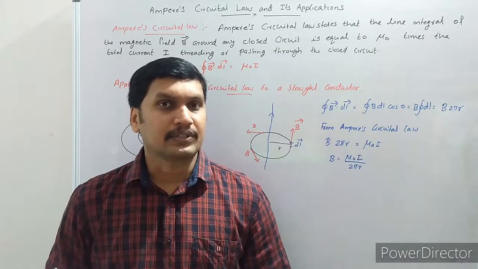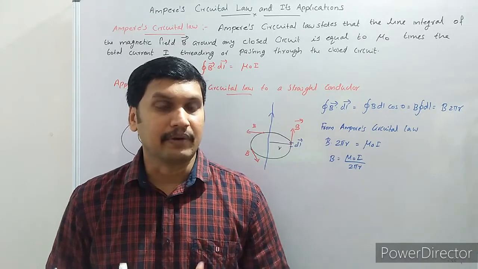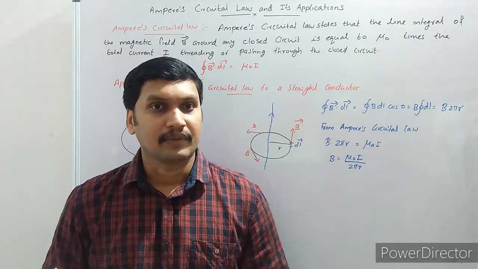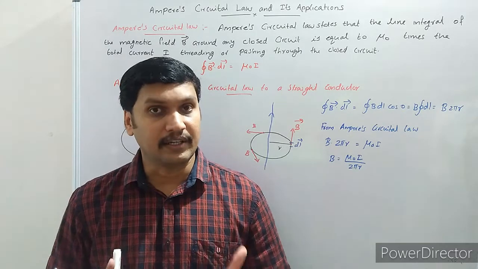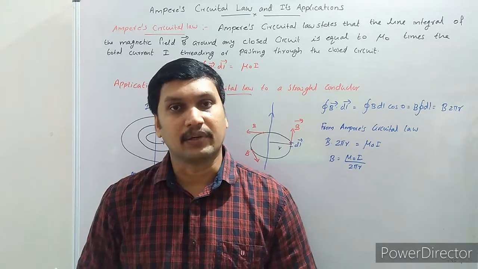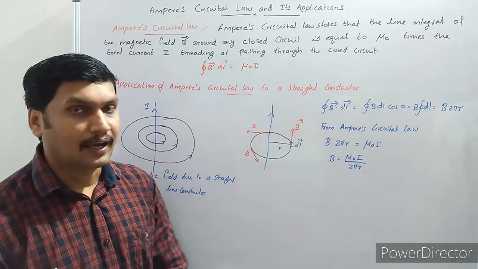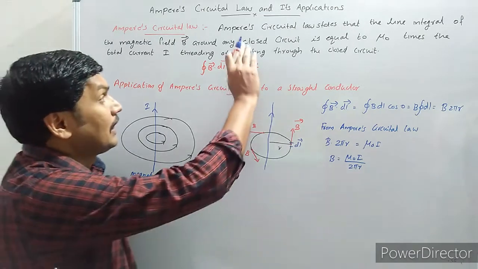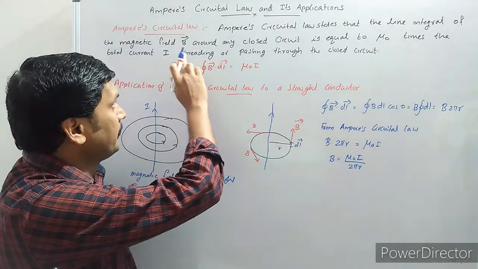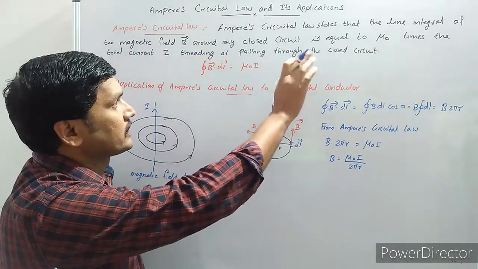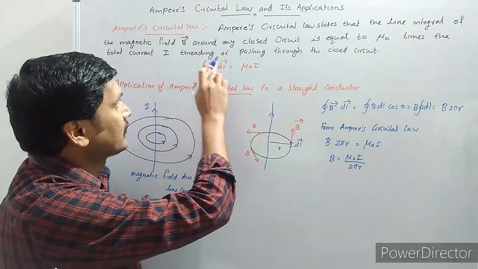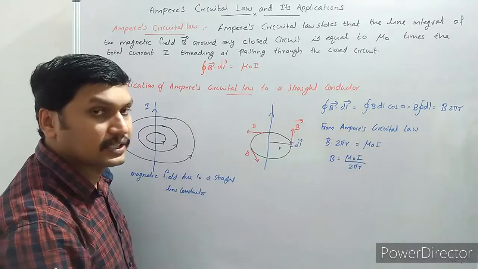But practically, it is very difficult to apply the Biot-Savart law other than for a straight line conductor or circular coil. So now let us see another alternative form of the Biot-Savart law, which is known as Ampere's Circuital Law. Let us see the statement of Ampere's Circuital Law. It states that the line integral of magnetic field B around any closed circuit is equal to mu 0 times the total current I threading or passing through the closed circuit.